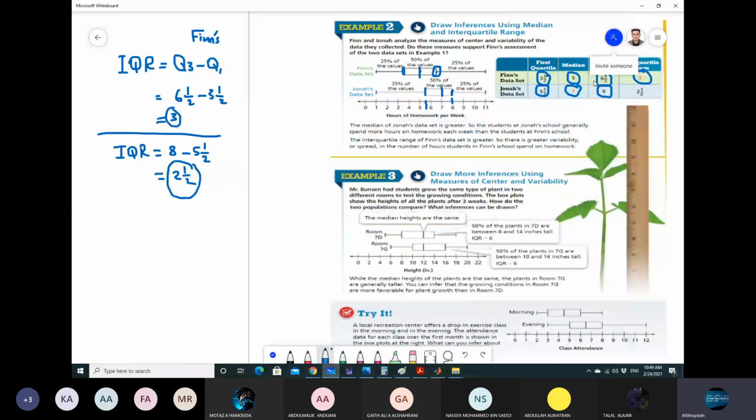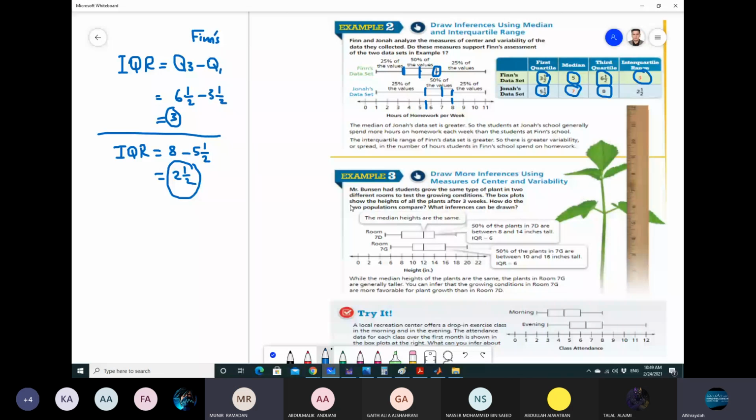Mr. Johnson had students grow the same type of plant in 2 different rooms to test the growing conditions. The box plot shows the height of all the plants. Yes, please. Thank you.